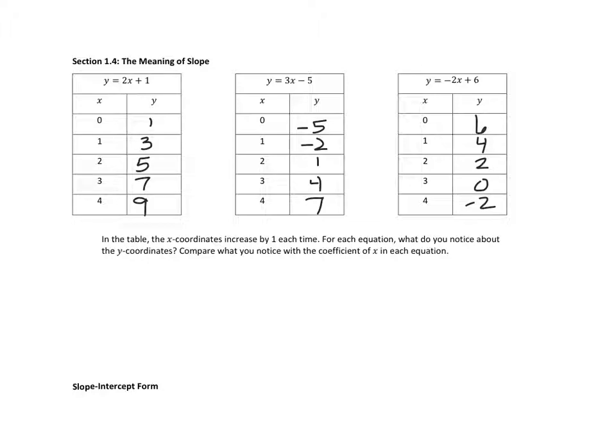So notice that when we were doing all of these XY tables for all of our different functions, our X values increased by 1, right? So what do we notice about the Y coordinates when our X values increase by 1? If we look at this first one, each click of an X value, we're adding 2. Over here, every time we increase our X value going down the line of our Y coordinates, we're adding 3. And then finally, if our X values are increasing by 1, our Y values decrease by 2.